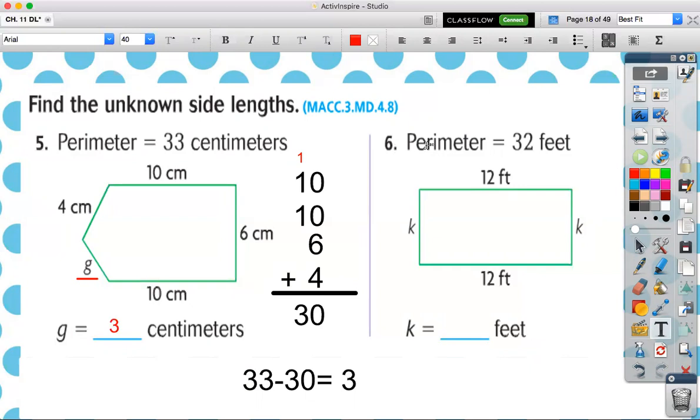Number 6, you're going to do on your own. Pause the video, come back when you have gotten your answer, and I'm going to go to the next slide. Once you unpause the video, then we'll get the answer. Okay, go ahead and pause the video.